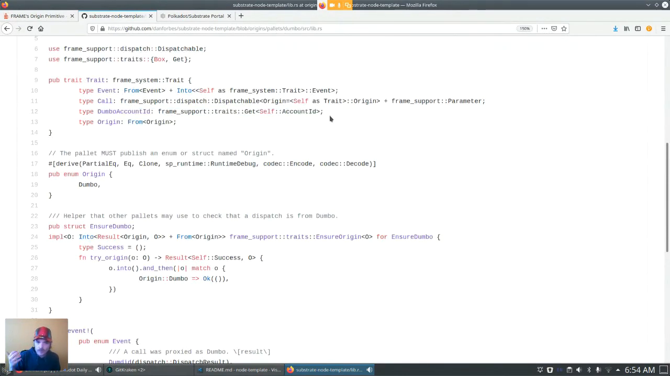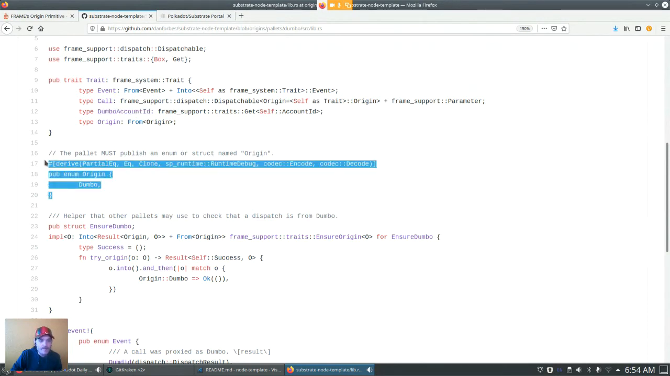The whole idea of this palette is that it requires an account ID in order to be instantiated, and then it's going to give that account ID privileged access to this Dumbo origin. And we've talked a lot about what origins are. So hopefully that makes sense to you. So the palette allows you to configure an account ID.